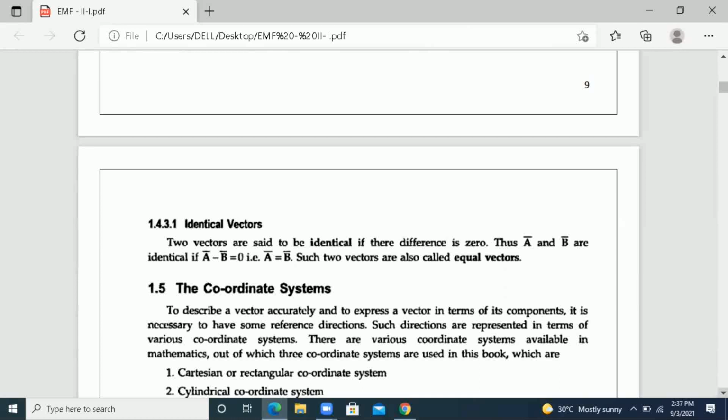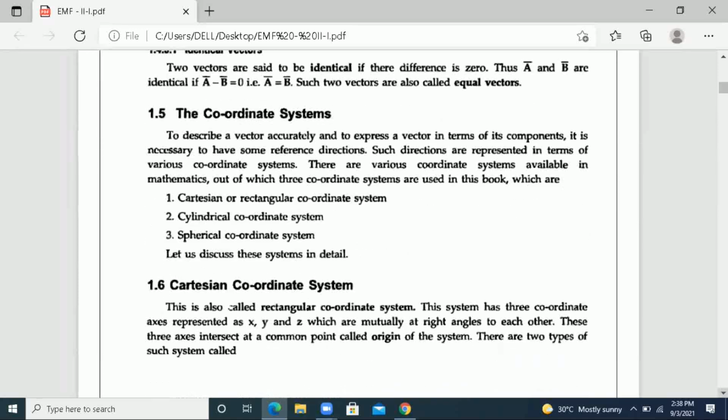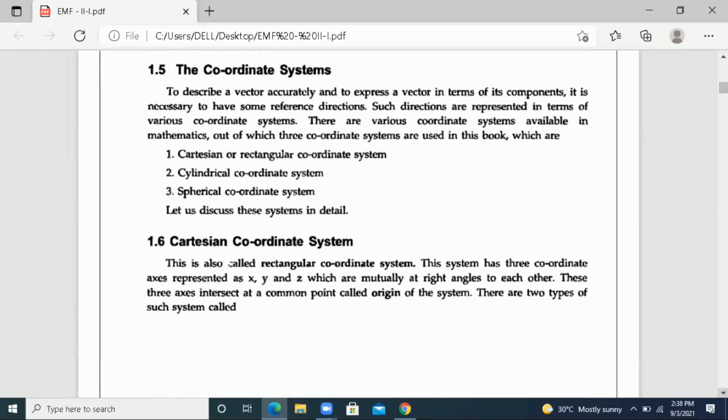Two vectors are said to be identical if their difference is 0. Thus, A and B are identical if vector A minus B equals 0. So let me restart here.